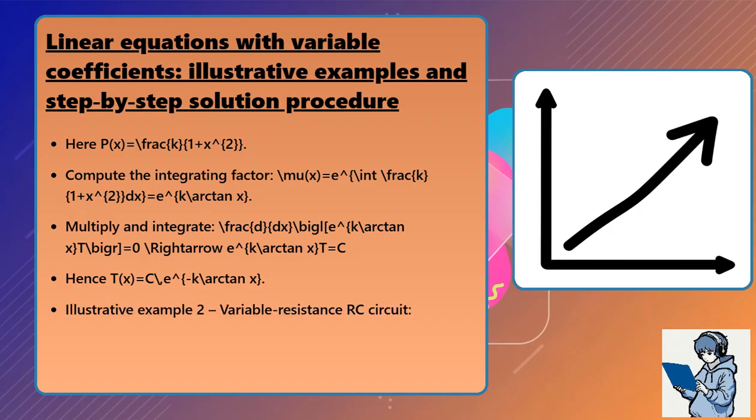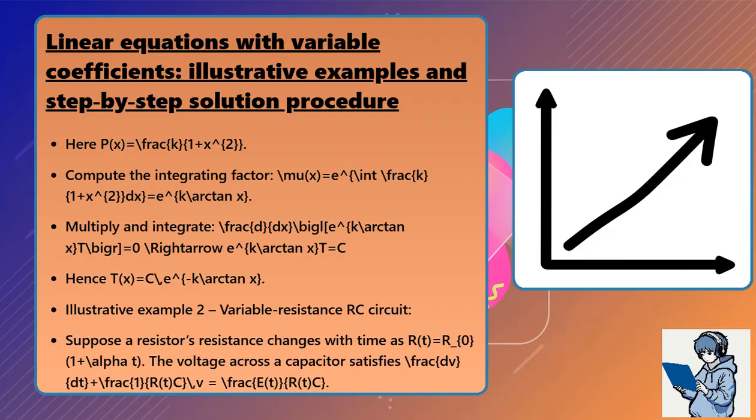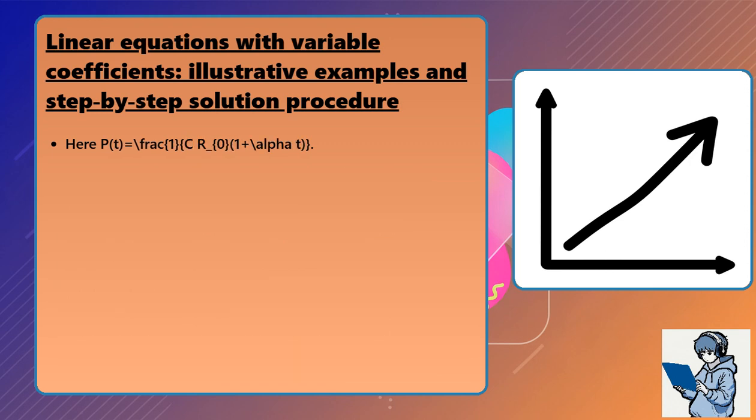Illustrative example 2 - variable resistance RC circuit: suppose a resistor's resistance changes with time as R of t equals R naught times (1 plus alpha t). The voltage across a capacitor satisfies dV/dt plus 1 over R of t times C times V equals E of t over R of t times C. Here P of t equals 1 over C R naught times (1 plus alpha t).